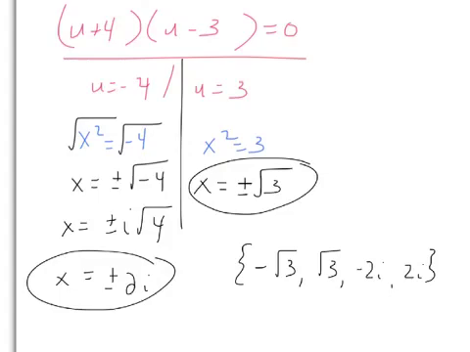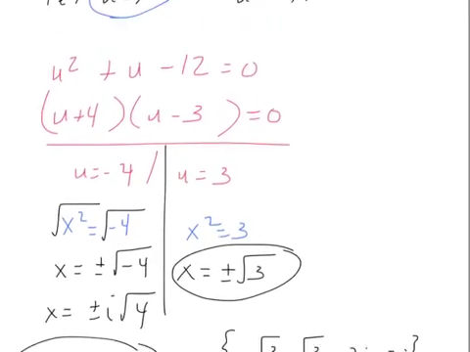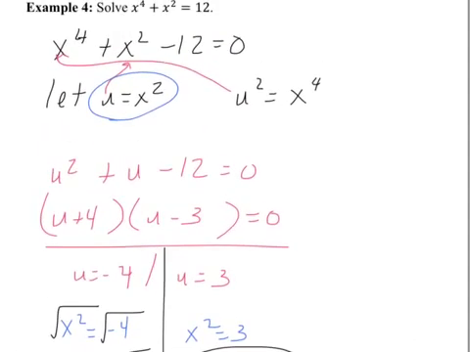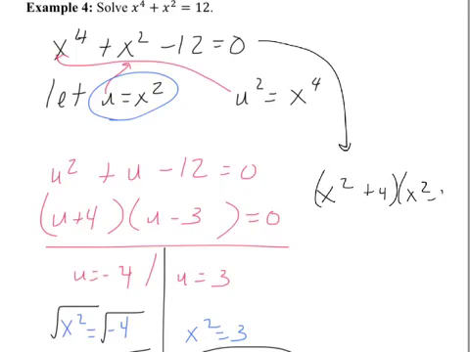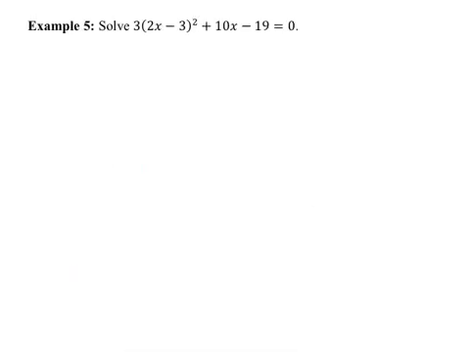Had you done this problem initially by looking at it the way we had earlier in the year and written it this way, as factoring into x squared plus 4, x squared minus 3 equals 0, you get the same answer, because you'd have to solve this one giving you plus or minus 2i, and solve this one set equal to 0 giving you plus or minus radical 3. Example 5 says 3 times the quantity 2x minus 3 squared plus 10 minus 19 equals 0.